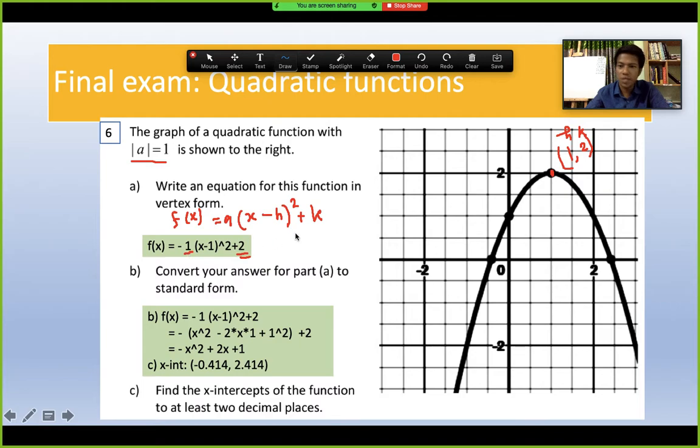And why do we have a minus? Because as you can see, this is a down opening parabola. Down opening parabola means there is a minus. If the parabola is up opening, then it will be plus.